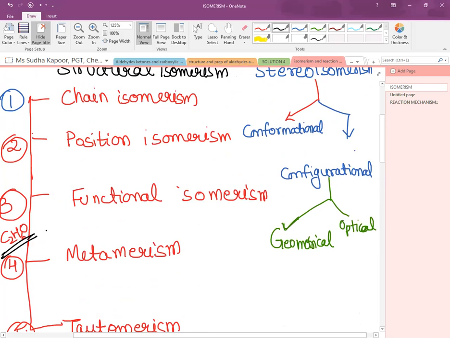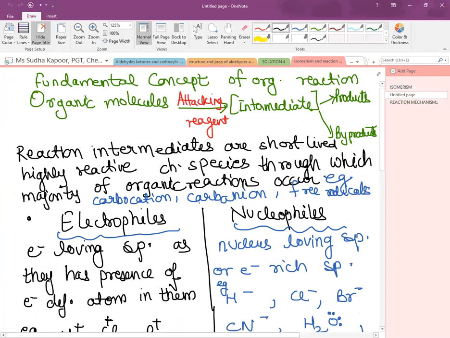Now let us come to the other topic of this video, which is based on how the reaction proceeds, that is, the mechanism part. In the fundamental concept of organic reactions, it is considered that when organic molecules undergo treatment with the attacking reagent, an intermediate is formed. In between the reaction, the intermediate is formed, which further results in the formation of products and byproducts.